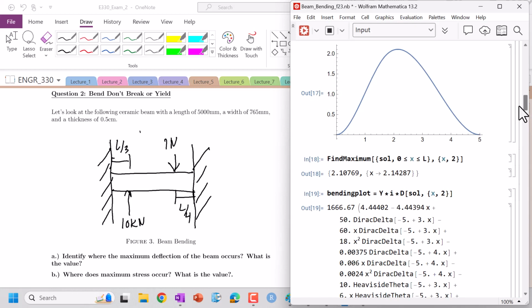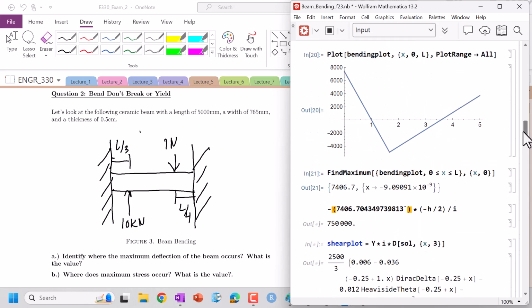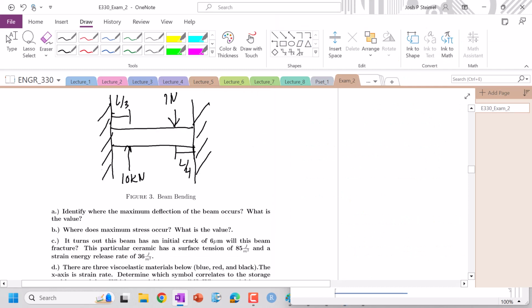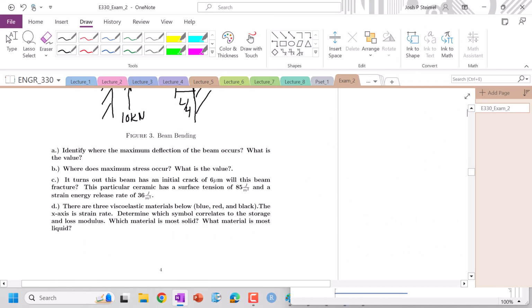But the bending moment is positive. That kind of makes sense because we're looking at a little bit of a positive curvature there. But anyways, we'll get to that in a second. When we plug this in, that actually makes sense because the top half should be in compression looking at our deflection. Good. That's our value. So where does maximum stress occur? So we did this. We found the value.